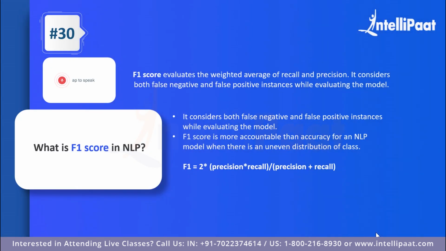F1 score is actually one of the important parameters that we use that gives us a measure of the model's accuracy on a particular data set. And the F score is a way of combining the precision and recall of the model. It is also defined as the harmonic mean of the model's precision and recall.